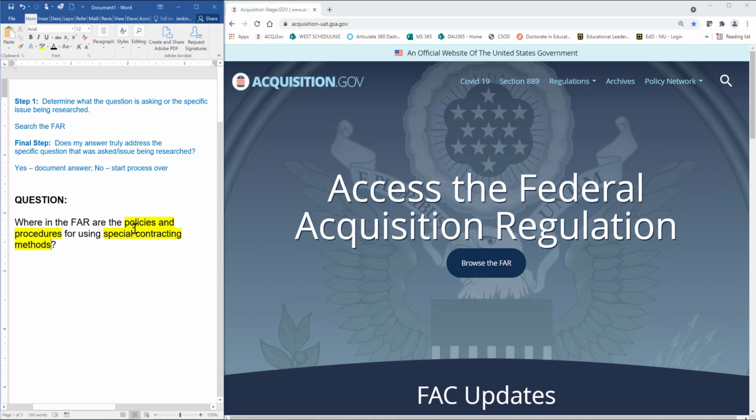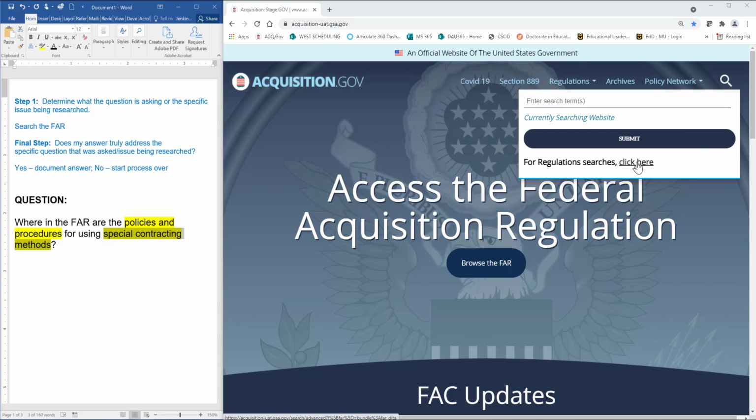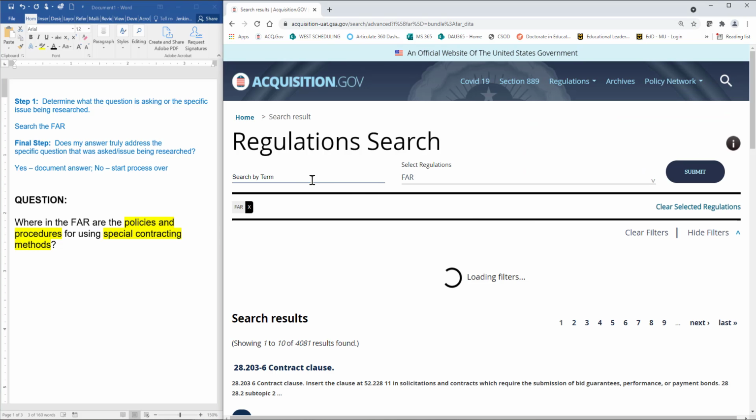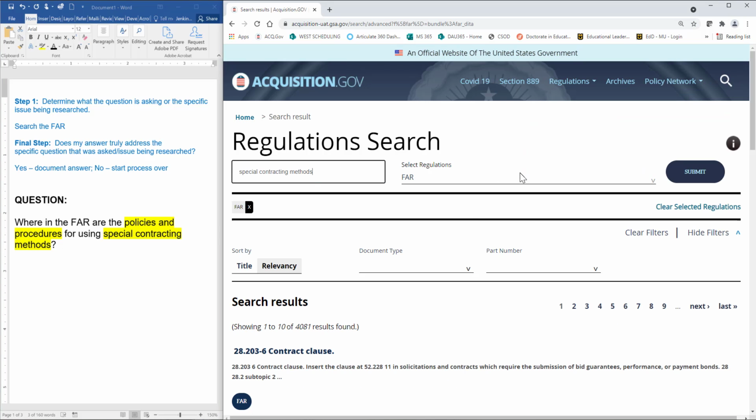So you could probably search by either one of those things, but this one's a little more specific to me, and so I always like to search for the most specific thing I can. So I'm going to go with that. I'm going to copy that, and I'm going to go over here to the FAR. I'm going to do the regulation search, and I'm going to put that in there, and search the FAR and hit submit.